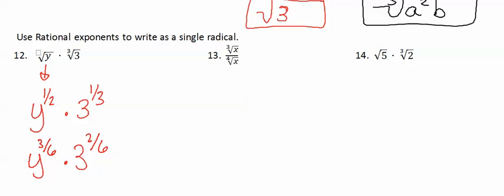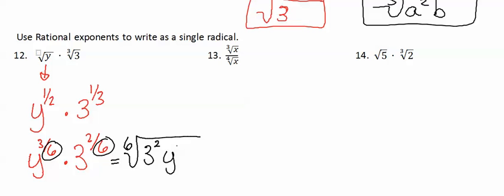Now, since they have the same denominator, I can pull that denominator out as the index, because they're the same, and apply the base underneath the radical, into the radicand, with the exponent. Which would be the 6th root of 9y cubed.